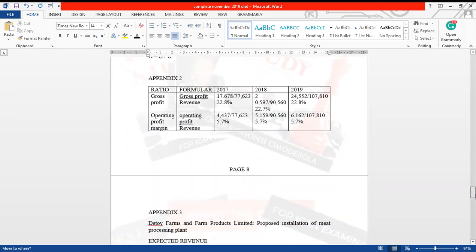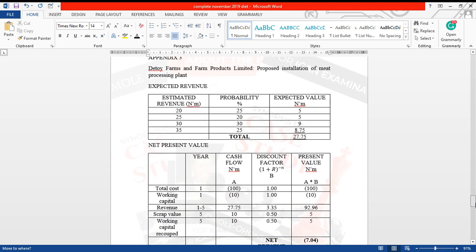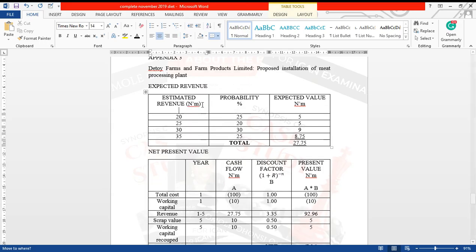So now let's look at appendix 3. This is the proposed installation of the meat processing plant. We are given estimated revenue and probability, so we are going to get expected revenue. 20 million times 25% will give us 5 million. Let's say we have A and we have B, so here we have A times B. That's how I got this one.